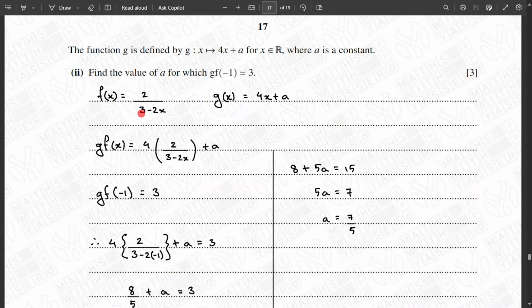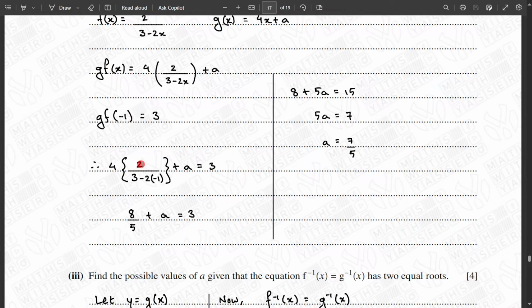We know that f of x is 2 over (3 minus 2x) and g of x is equal to 4x plus a. So the composite function should be 4, and f of x will be substituted in x. So this will become 4 and then within brackets 2 over (3 minus 2x) plus a. We are provided with that gf of minus 1 is equal to 3. That means 4 times 2 over (3 minus 2 times minus 1) plus a is equal to 3. So simplifying it, we will get 8 over 5 plus a equals 3.